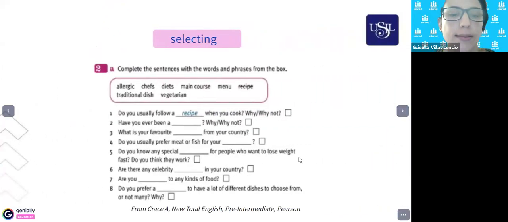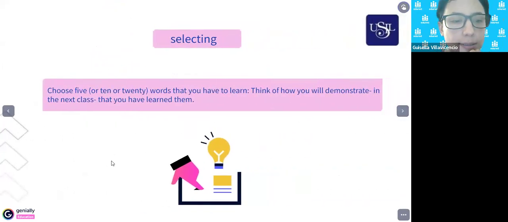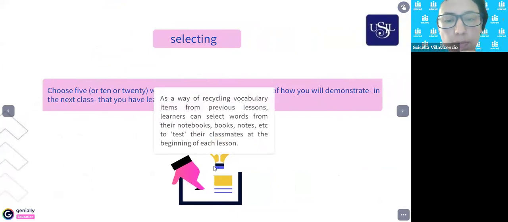Other activity of selecting. Students have to read, select. So the mental process, the cognitive process is a little bit harder. Other example of selecting. Choose 5 or 10 words you have to learn. Selecting.